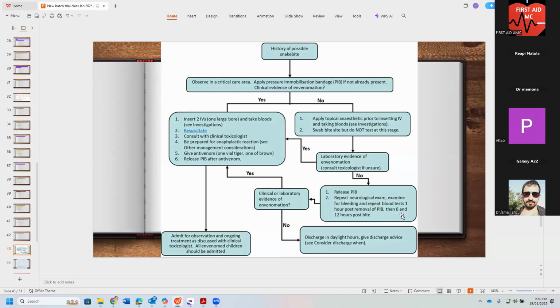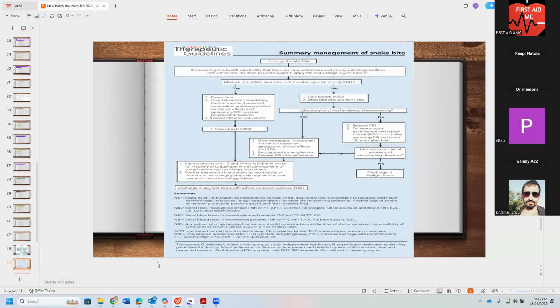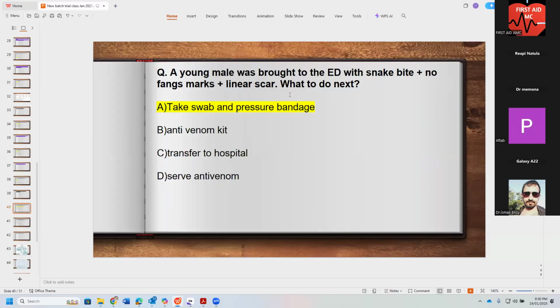Clear, guys? This is RCH. And this is New South Wales. Both are absolutely the same. So we will apply the bandage first, transfer to the hospital, do lab investigation or assess for signs of envenomation. If signs, do resuscitation, do a blood test, and give antivenom.